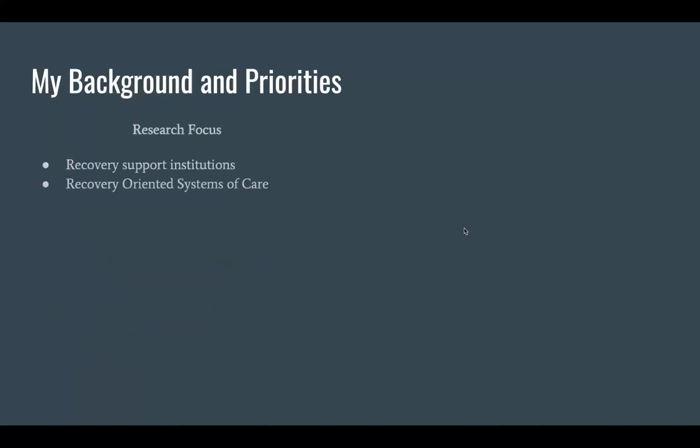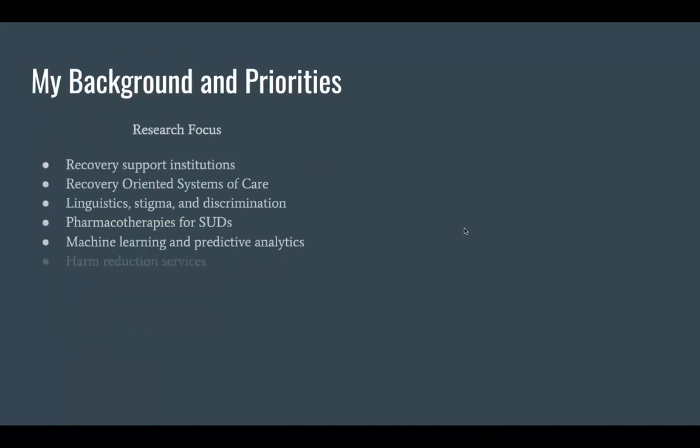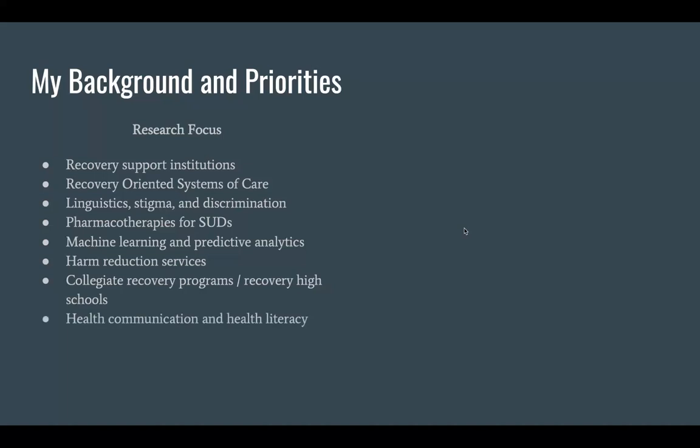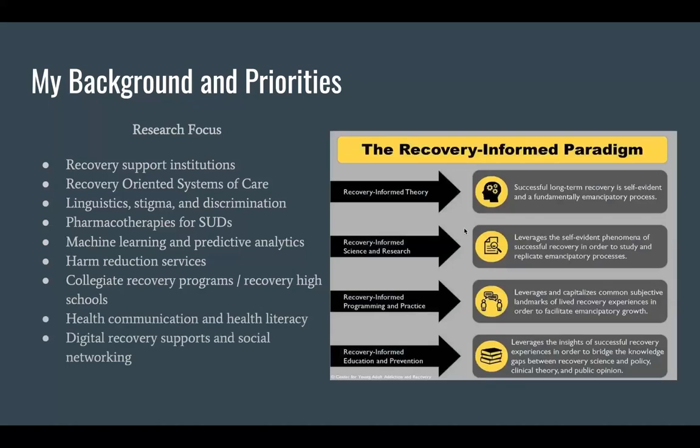So switching more into some of the roles in terms of research focus, and a lot of what makes up what we're going to talk about today. I'm focused on recovery support institutions, ROSCs, linguistics, stigma and discrimination as it applies to behavioral health and recovery, pharmacotherapies for substance use disorders, which is otherwise known as medication-assisted treatment, machine learning and predictive analytics, especially applied to public health outcomes and recovery outcomes over long-term periods, harm reduction services, collegiate recovery programs, recovery high schools, health communication and health literacy, again, as applied to substance use and mental health, and digital recovery support and social networking. And we'll come back to this image on the right in a second. We're going to go through each one of those.